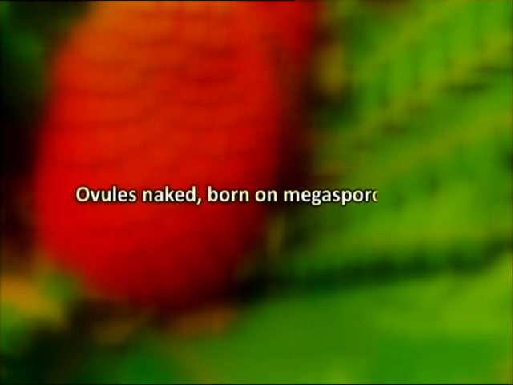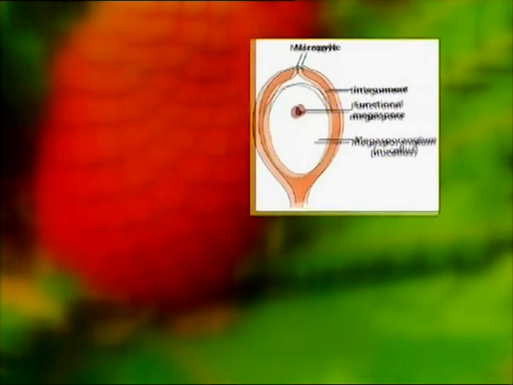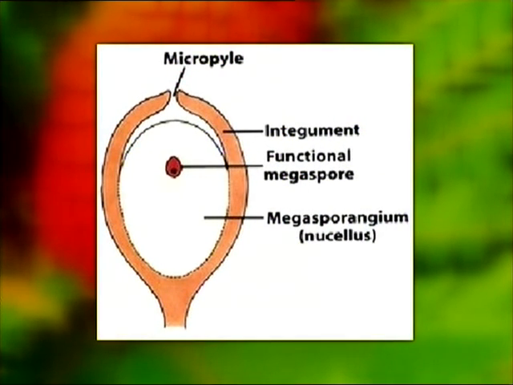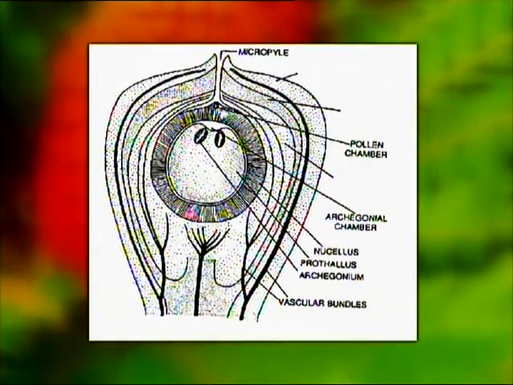Now, ovule and female gametophyte. In gymnosperms, ovules are naked and borne on megasporophylls. The ovule consists of a central mass of parenchymatous tissue called nucellus. The nucellus is surrounded by integuments which cover the whole nucellus except at the top, where it leaves a small passage called micropyle. The integument is differentiated into an outer fleshy layer, middle stony layer and the inner fleshy layer.